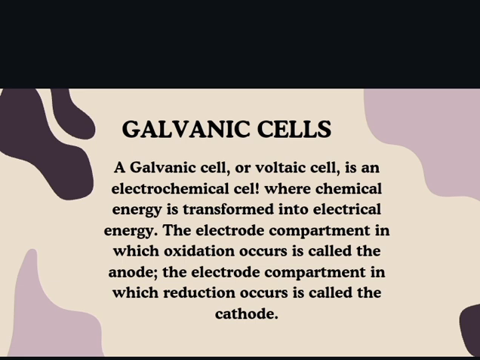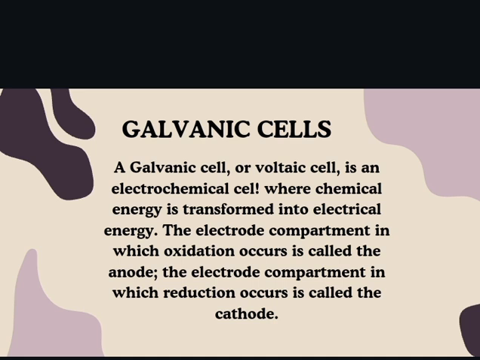Galvanic cell. A galvanic cell or voltaic cell is an electrochemical cell where chemical energy is transformed into electrical energy. The electrode compartment in which oxidation occurs is called the anode. The electrode compartment in which reduction occurs is called the cathode.